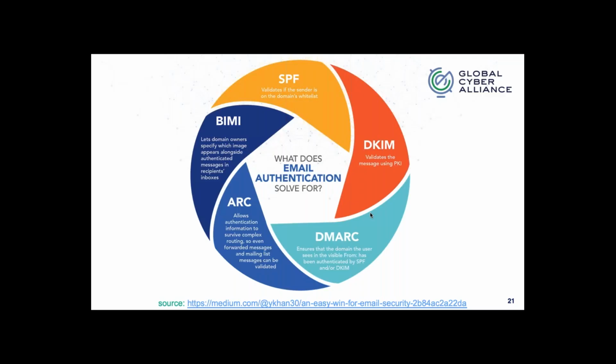So other email authentication. We talked about SPF, DKIM, and DMARC. There are two other ones that work alongside DMARC: BIMI and ARC are the two that we're going to talk about. Just so people know, I have the source in here, an article written by Yusuf Khan on medium.com. It's a great article for CIOs to read about what email authentication solves for. I'm going to share the slides. I'm going to try my best to get this slide deck out today, so that you can go to this source and read this article.